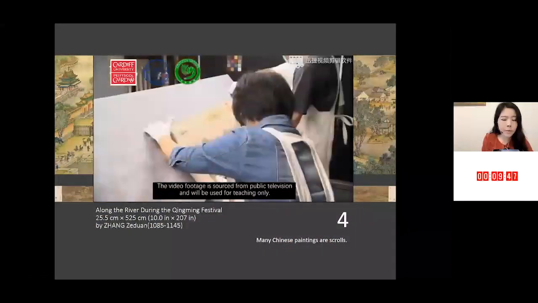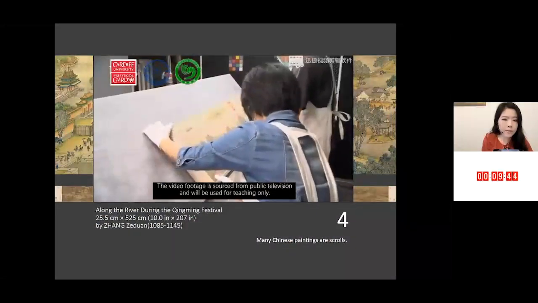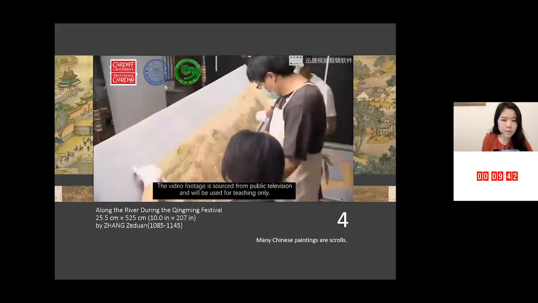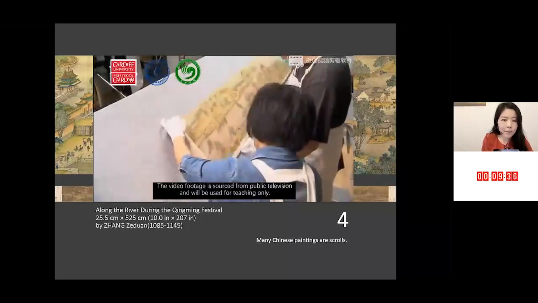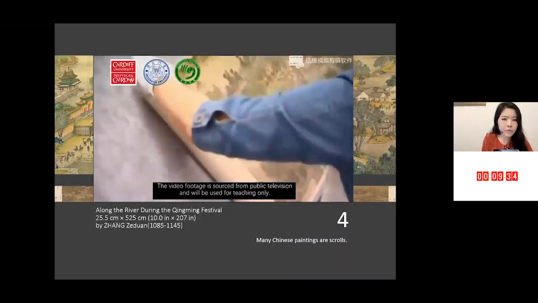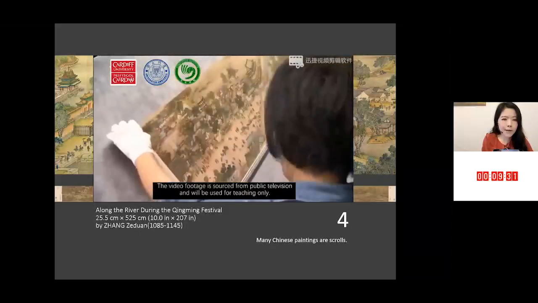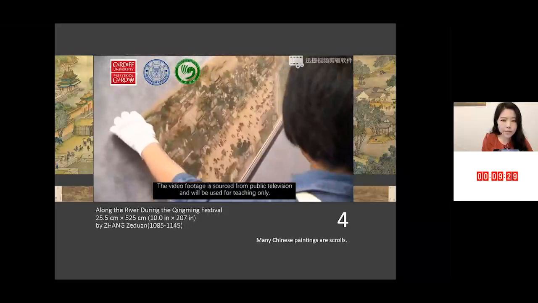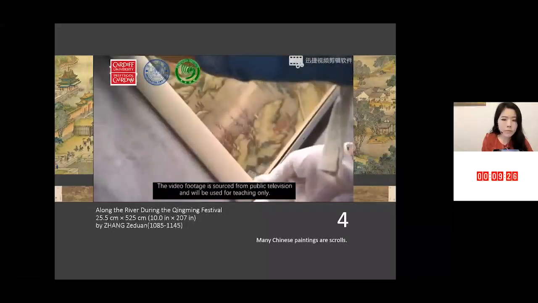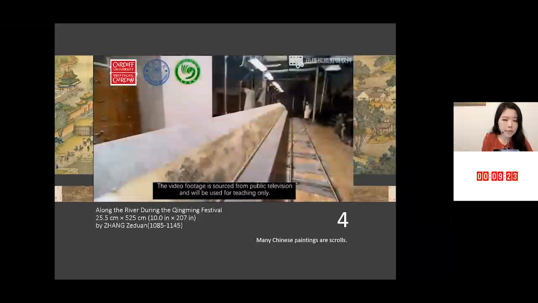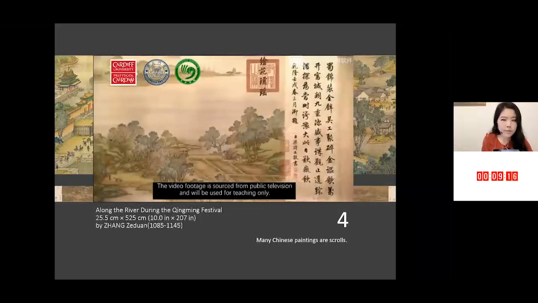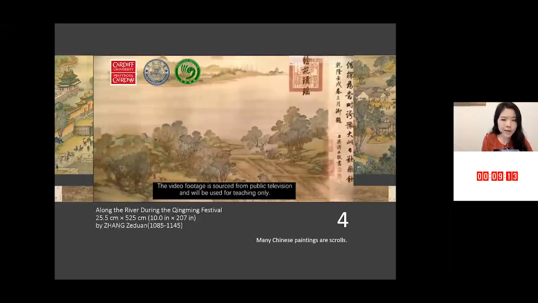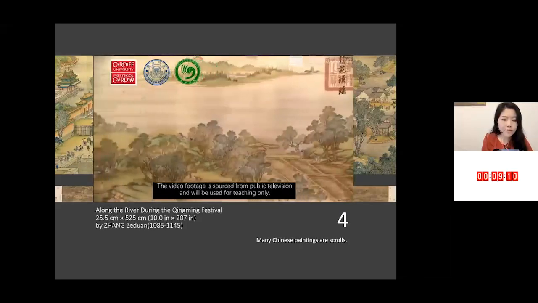Many Chinese paintings are scrolls. The picture is very long, and what we are looking at is the most famous Chinese landscape painting, Along the River During the Qingming Festival, which is 5 meters long but only 25 centimeters high, a very narrow, long strip that is usually rolled up as a scroll. People who view this painting will naturally move their eyes from right to left. At the same time, the point of view shifts.